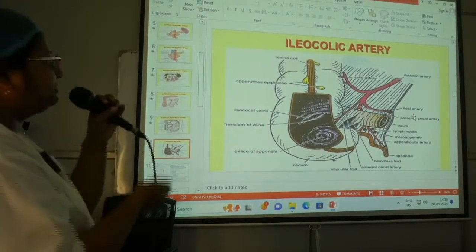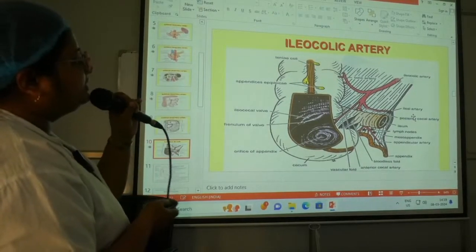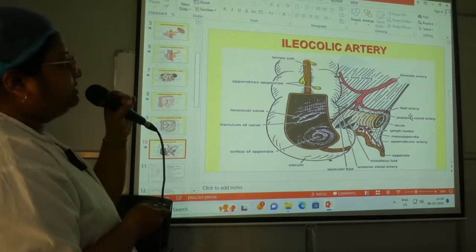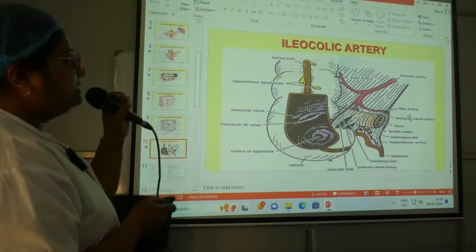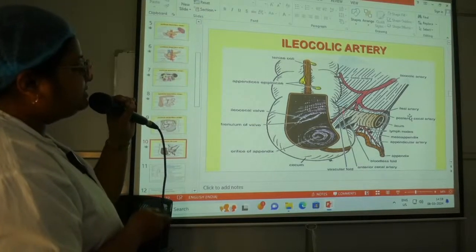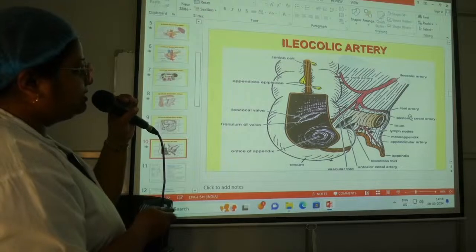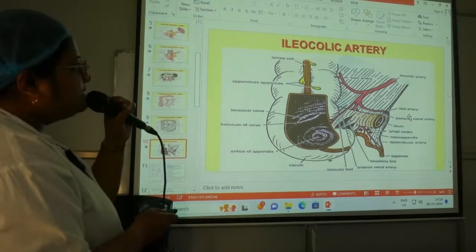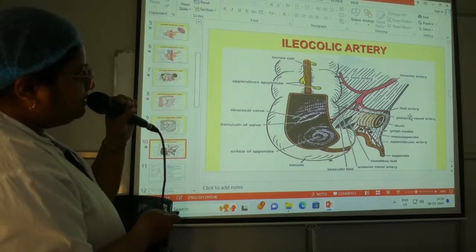This is the ileocolic artery. It gives one ascending branch and one descending branch. The ascending branch will anastomose with the descending branch of the right colic. And the descending branch gives two cecal branches, anterior cecal and posterior cecal. And this one is the appendicular branch.